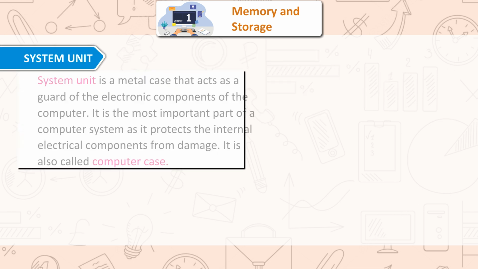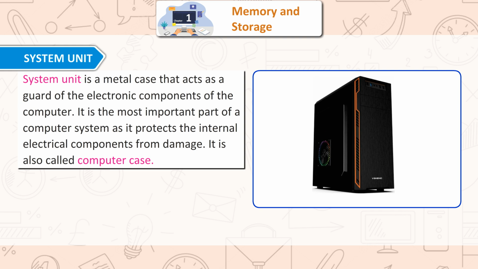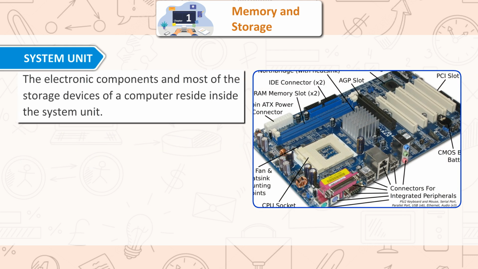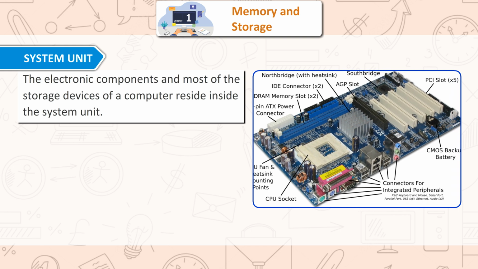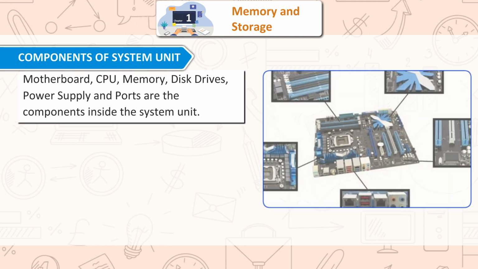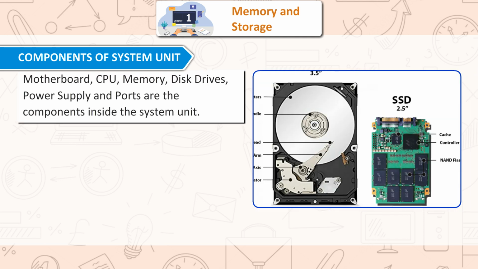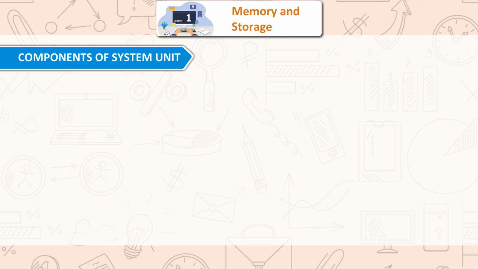System unit. System unit is a metal case that acts as a guard of the electronic components of the computer. It is the most important part of a computer system as it protects the internal electrical components from damage. It is also called computer case. The electronic components and most of the storage devices of a computer reside inside the system unit. Components of system unit. Motherboard, CPU, memory, disk drives, power supply and ports are the components inside the system unit.